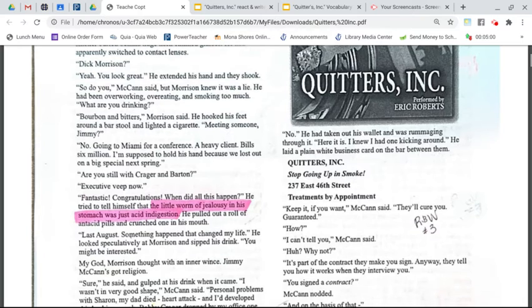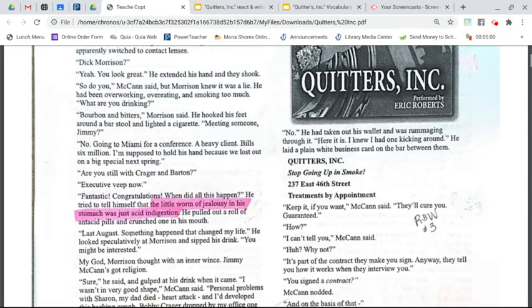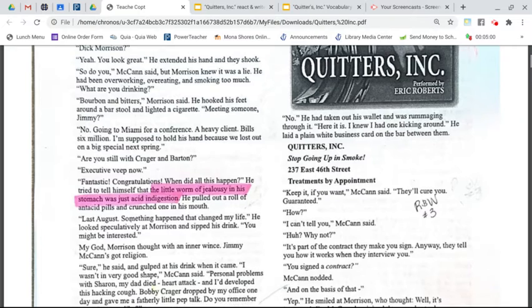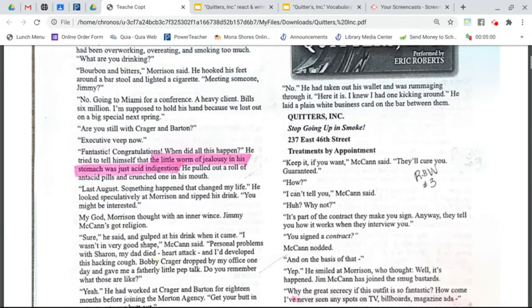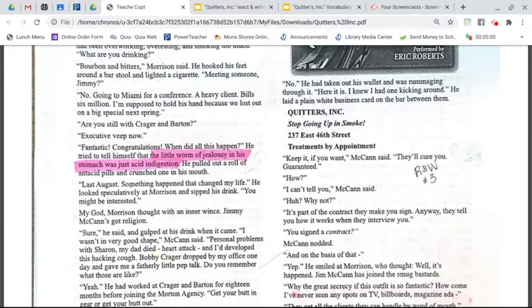Dick Morrison? Yeah, you look great. He extended his hand, and they shook. So do you, McCann said, but Morrison knew it was a lie. He had been overworking, overeating, and smoking too much. What are you drinking? Bourbon and bitters, Morrison said. He hooked his feet around a bar stool and lighted a cigarette. Meeting someone, Jimmy? No, going to Miami for a conference. A heavy client. Bill's $6 million. I'm supposed to hold his hand because we lost out on a big special next spring.